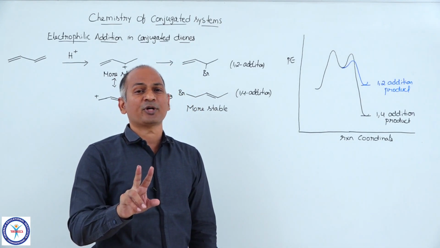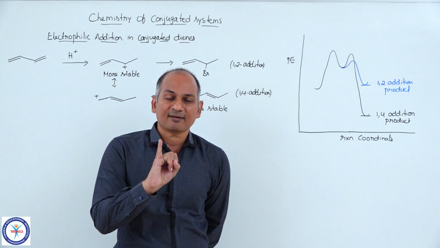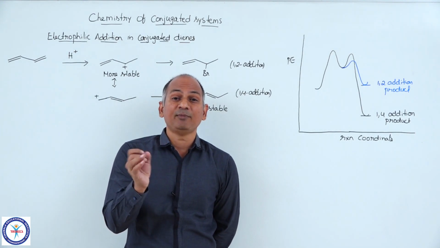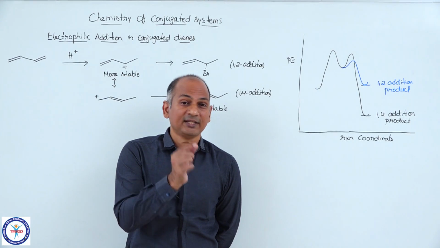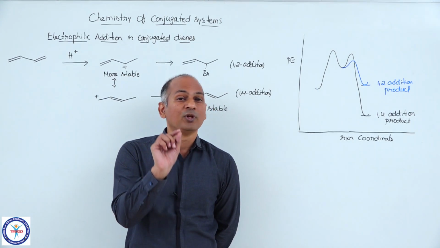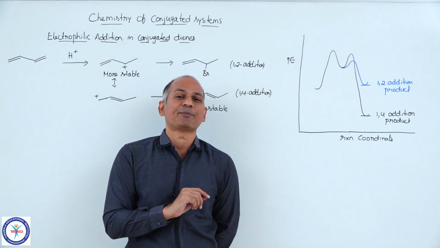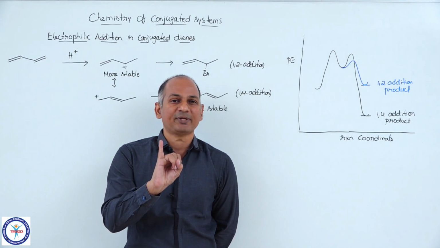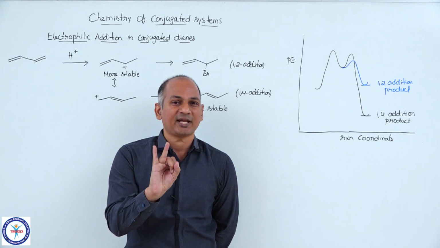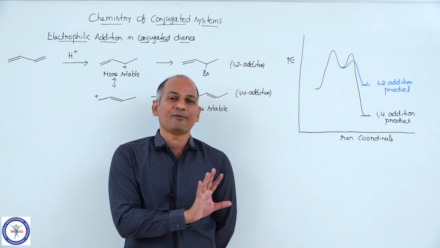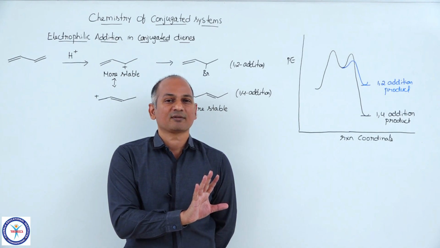So two things are very important here. One is higher temperature, and the second one is longer reaction timings. See, that is an equilibrium reaction. Only if you provide enough time is the 1,4 addition product obtained as the major product. High temperature, longer reaction timings. So these two together make the 1,4 product the major product.